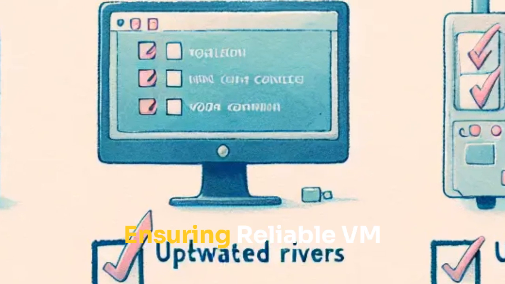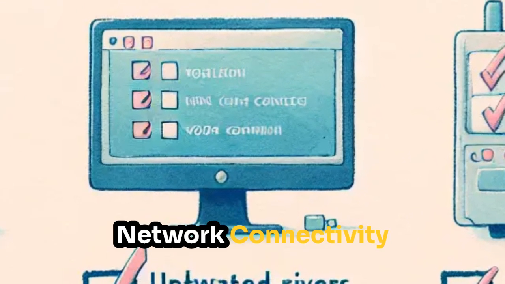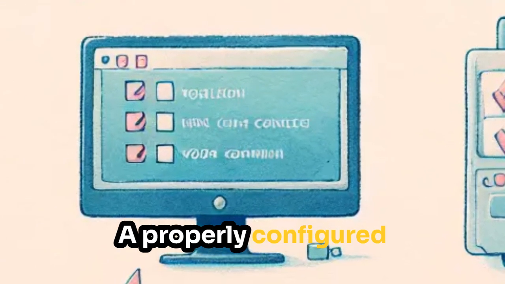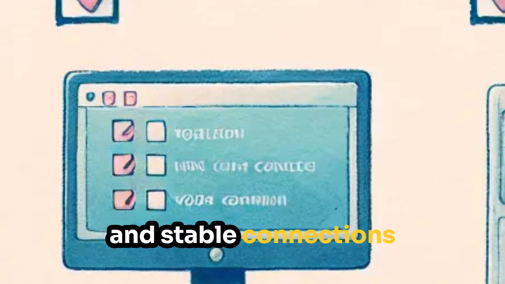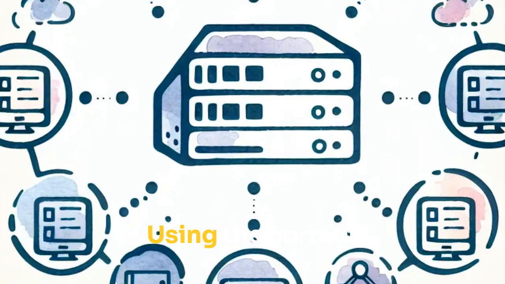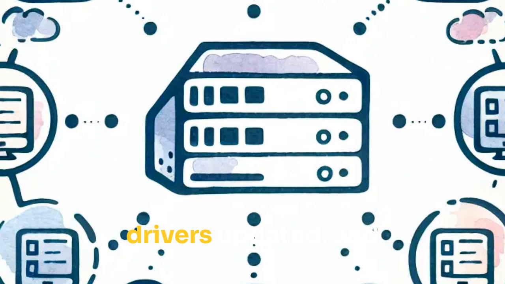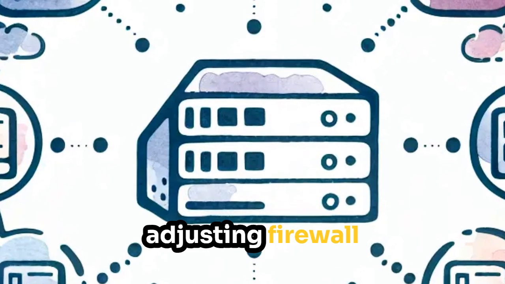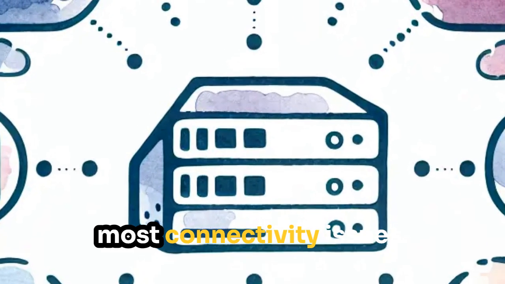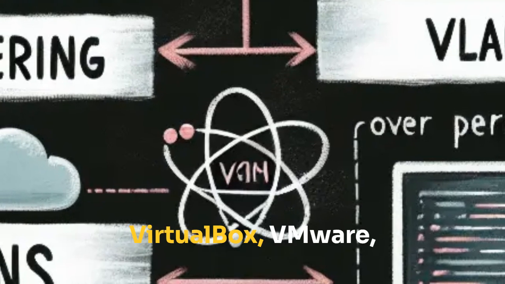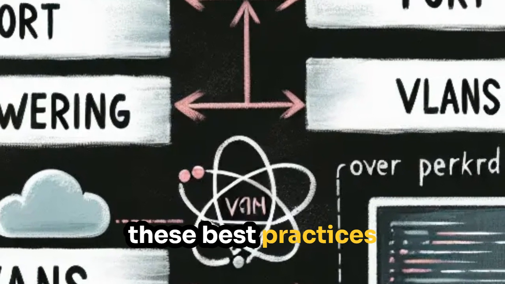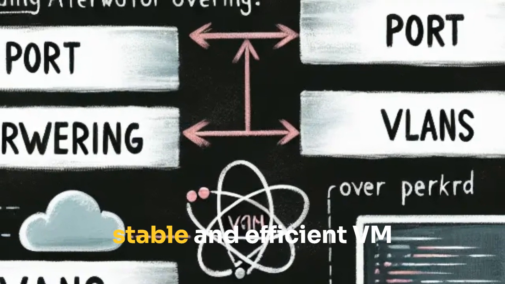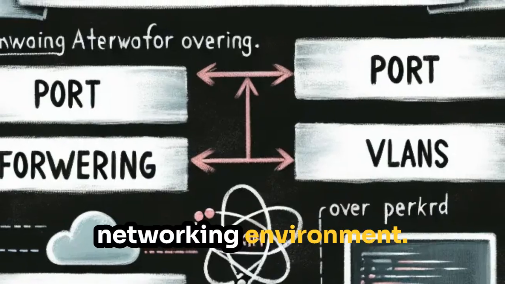Final thoughts: ensuring reliable VM network connectivity. A properly configured VM network ensures smooth internet access and stable connections with other devices. Using the correct network mode, keeping drivers updated, and adjusting firewall settings can prevent most connectivity issues. Whether using VirtualBox, VMware, or Hyper-V, following these best practices will help maintain a stable and efficient VM networking environment.